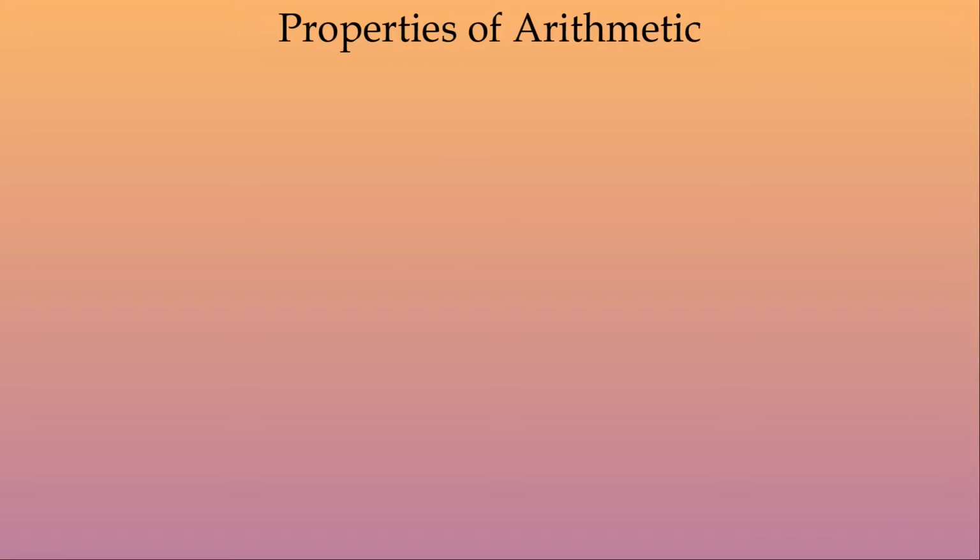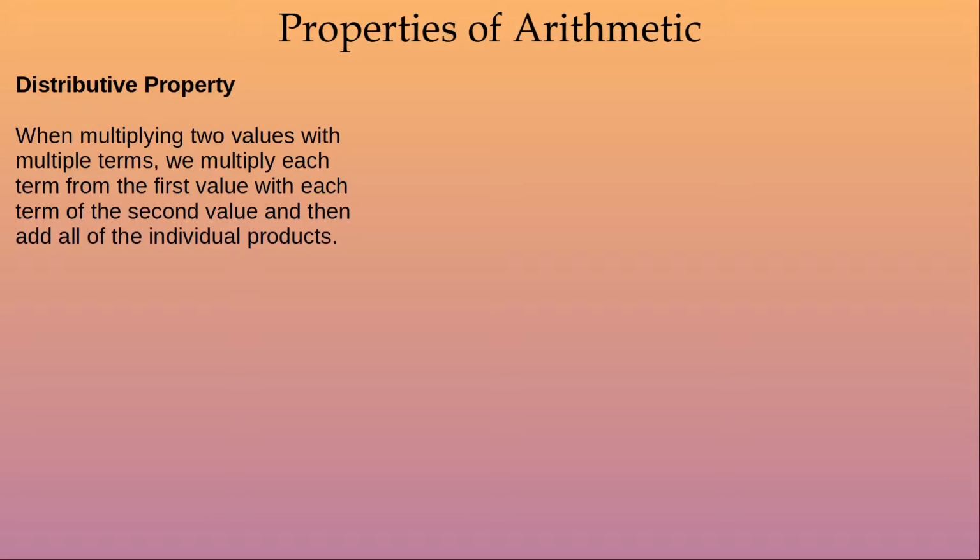Okay, finally, we're here at the distributive property, which is possibly the most difficult one to understand or remember. First, let's start with the word salad. The distributive property states that when multiplying two values with multiple terms, we multiply each term from the first value with each term of the second value, and then add all of the individual products. Okay, so that's a lot to take in at once. Let me explain with an example about what's going on here.